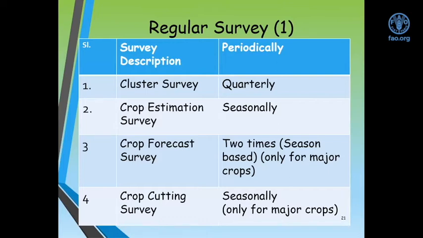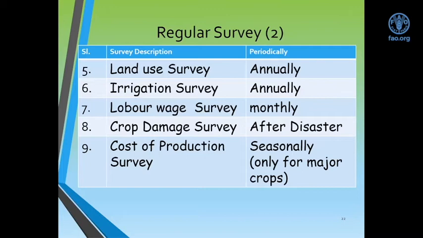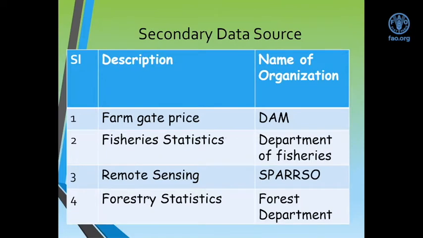Next, our regular surveys and their periodicity. Cluster survey is quarterly, and crop estimation survey is seasonal. Crop forecast survey is done 2 times, season based, only for major crops, and crop cutting survey is seasonal, only for major crops. Then our land use survey is annual, irrigation survey annual, labor wage survey monthly, crop damage survey after disaster, and cost of production survey seasonal, only for major crops.